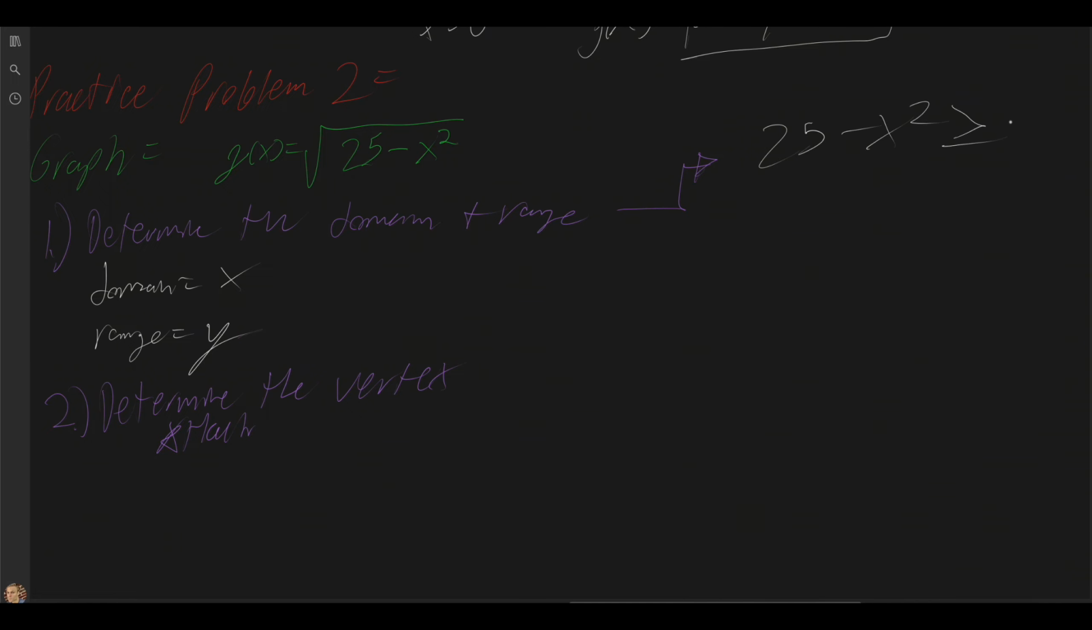greater than or equal to 0. So we got 25 minus 25 minus x squared greater than or equal to negative 25. And whenever we divide by negative 1, this side always flips. So we have x squared less than or equal to 25, so x is less than or equal to 5.